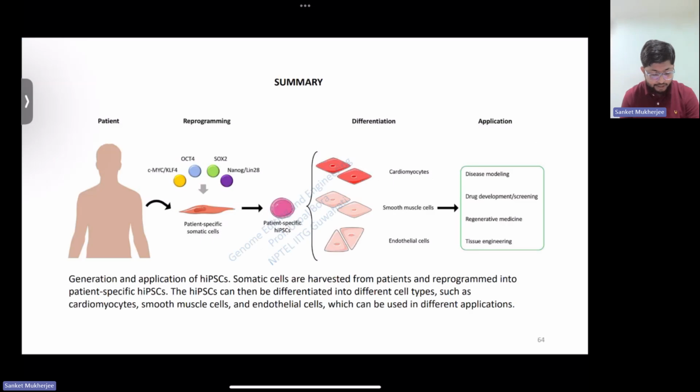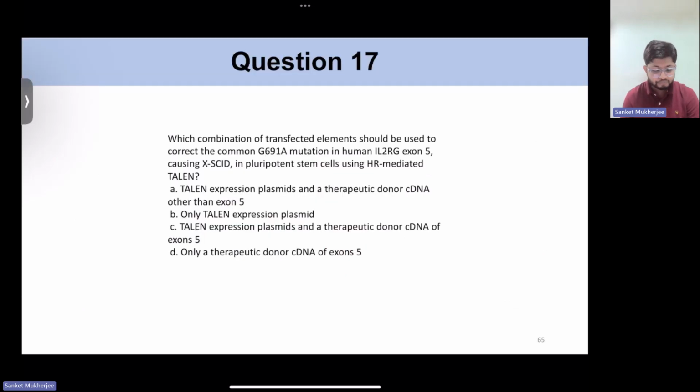patient-specific iPSCs. So as you can see in the diagram here, it shows a summary where somatic cells are harvested from the patient and reprogrammed into patient-specific iPSCs. They can be differentiated into multiple cell types such as cardiomyocytes, smooth muscle cells, endothelial cells, which can be used for different applications for disease modeling, drug development screening, regenerative medicine, or tissue engineering.